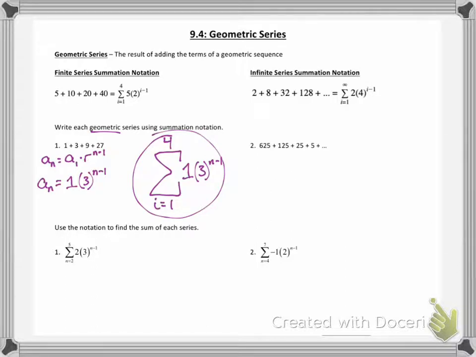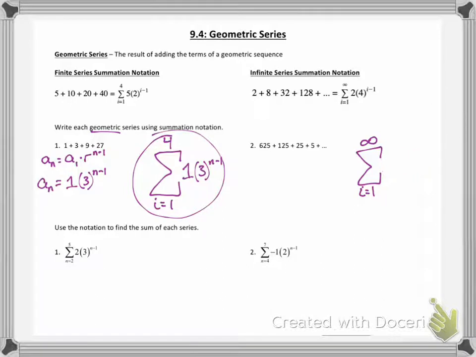We're going to go ahead and do the same thing in the second example. So again, we start with the first term, so I'm going to put at the bottom here, i equals 1. Now, I do see 4 numbers, but I see a dot dot dot. That means we are going to theoretically go on to infinity. So there would be an infinite amount of terms to the sequence. We'll put the infinity symbol on top.